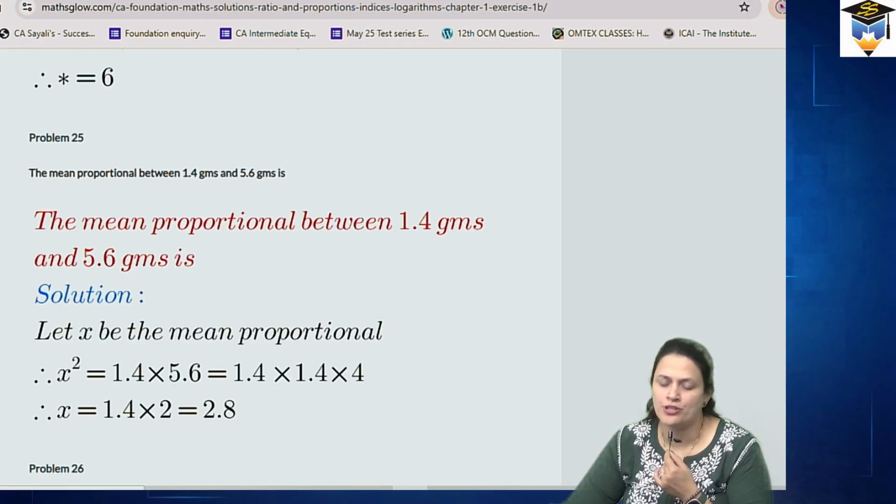So mean proportion आपल्याला find out करायचा आहे. So x square is equal to 1.4 into 5.6 which comes out to be 1.4 into 1.4 into 4. So x is 1.4 into 2, that is 2.8. So 25th option B.